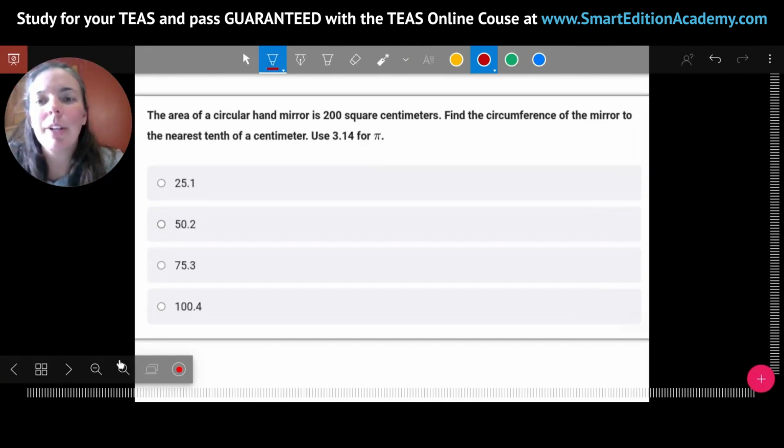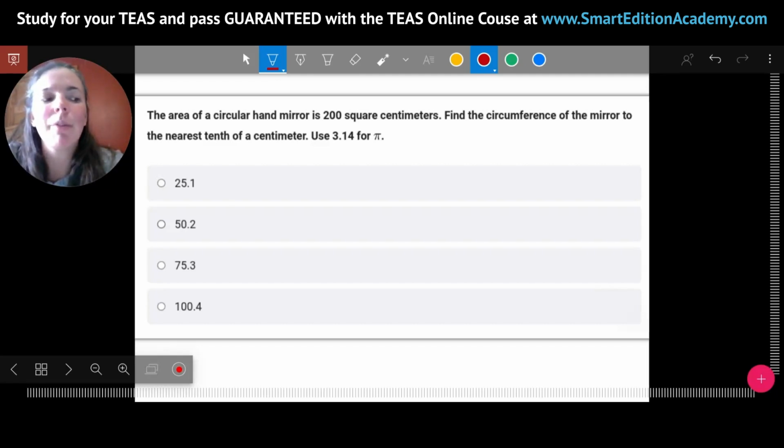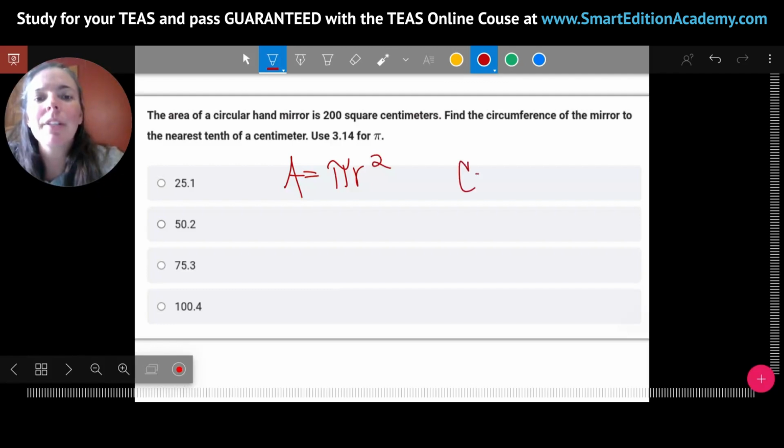Okay, here is a circle question for us. The area of a circular hand mirror is 200 square centimeters. Find the circumference of the mirror to the nearest tenth of a centimeter and use 3.14 for pi. So for these questions, we typically need to know both formulas. So we are given the area of a circular hand mirror. So area equals pi times radius squared. We need to find the circumference. So circumference equals pi times diameter. So let's plug in what we know and try to solve and see how that can help us.